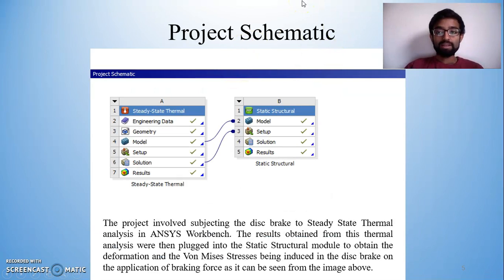So this is the project schematic, which is essentially how the analysis has been carried out in the project. As you can see from the first module, steady state thermal analysis was done first in the disc brake, and once we got the results for this, the model data for this was shared with the module for the static structural analysis. It can be seen over here. Also, the solutions derived from the steady state thermal analysis were shared with the setup for the static structural analysis. This was done to show the effects of the temperature which was generated in the steady state thermal analysis on the deformation and the stresses which were induced after the static structural analysis was done.